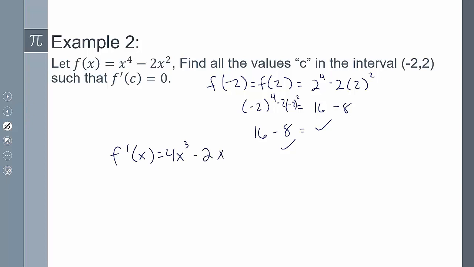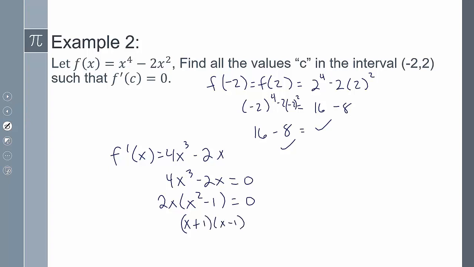So now I want to set this equal to 0 and solve. So I can factor out a 2x, and I'm left with x squared minus 1. That factors into x plus 1, x minus 1. And so x is going to equal 0, -1, and +1. So those are all the values for c that are going to give me my derivative equal to 0.